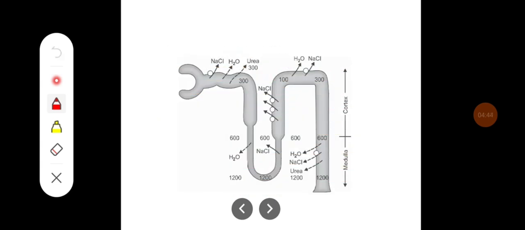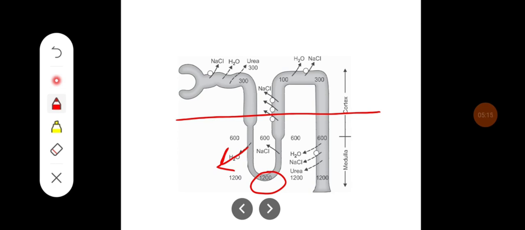So, this is the diagram showing the nephron, where it is showing concentration of urine in different parts. When the filtered fluid enters the descending loop of Henle, which is highly permeable to water, because of the movement of the water, the tubular fluid becomes concentrated and reaches almost 1200 to 1400 milliosmoles per liter at the tip of the loop of Henle.